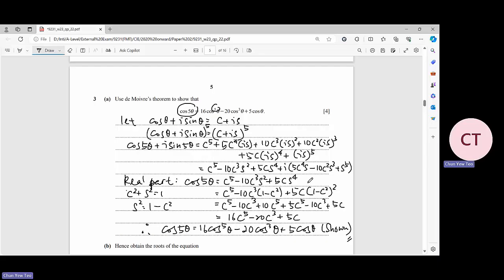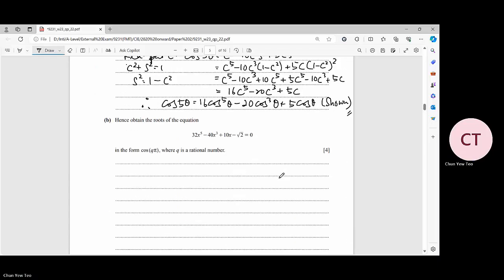for part A. Now we move to part B. Hence, obtain the roots of the equation for this polynomial equation. So what you can do here is that we need to know how to link it to part A. Obviously it's related to part A.